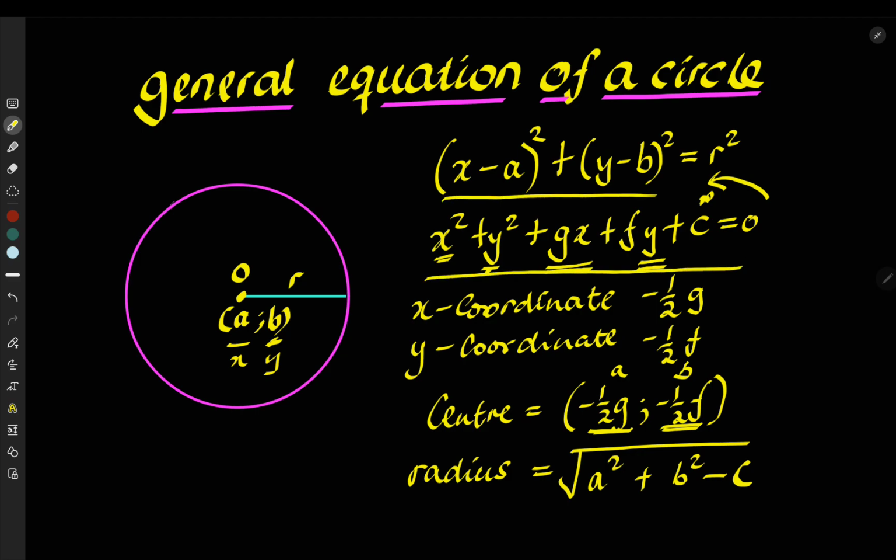However, if it is in this form, that is easy. You just read out the center as (a, b), and for the radius, you just square root the r squared. So with that in mind, let's look at some examples.